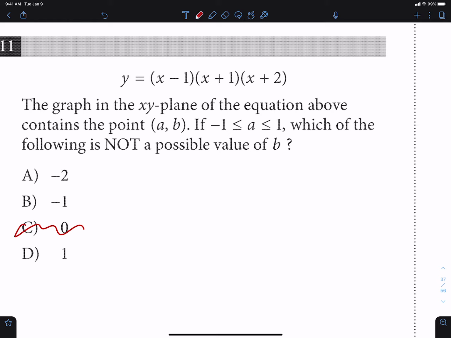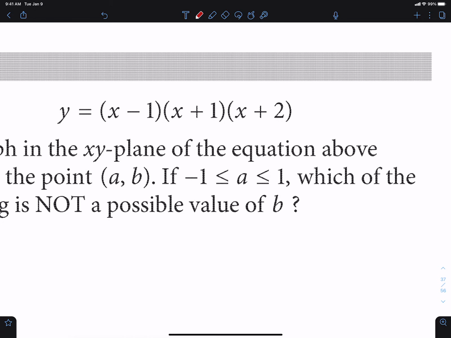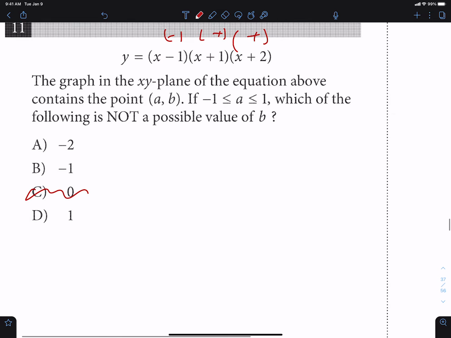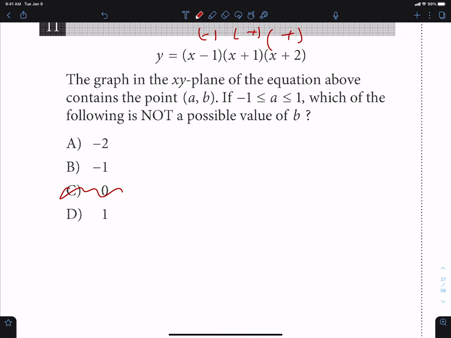Now, if we plug in negative 1, the same thing's going to happen here. We're going to get 0. So we know the answer cannot be C for sure. Now, whatever number we plug in between negative 1 and 1, you'll notice that we cannot end up with a positive value. Watch, let's plug in 1/2. So if we do 1/2, 1/2 minus 1 is going to be a negative number, 1/2 plus 1 is going to be a positive number, and 1/2 plus 2 is going to be a positive number. So our answer is going to be negative, meaning that our value of b can never be positive. It'll always either be 0 or negative. So the answer is going to be D.